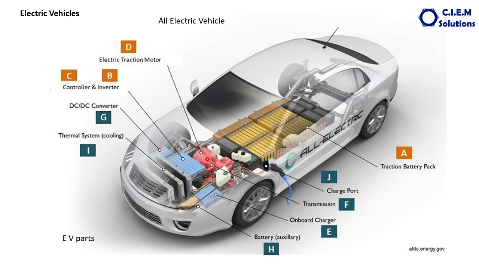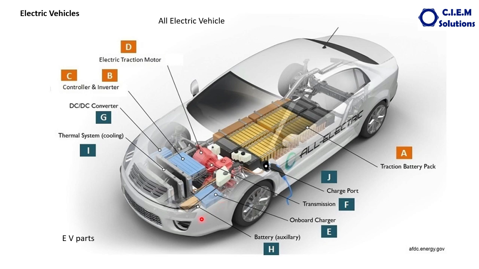Amplitude decides the speed of the motor. Current decides the torque of the motor. So accordingly, the inverter supplies the required amount of current at the required amplitude to the electric motor. So the inverter is over, the controller is over.